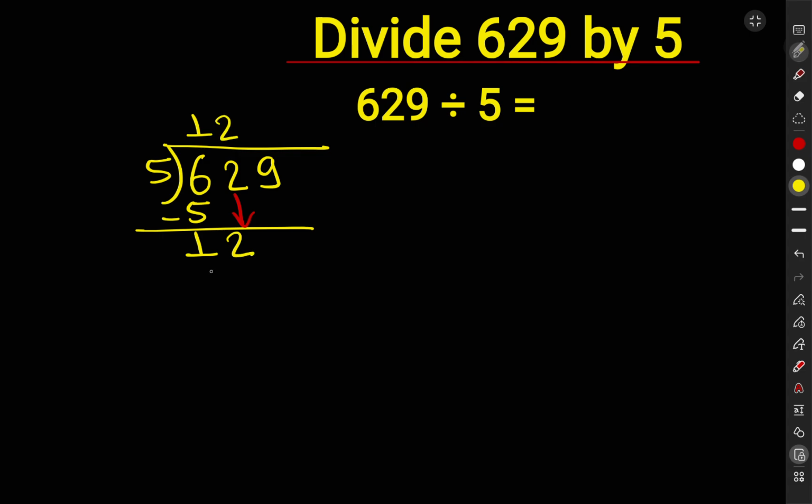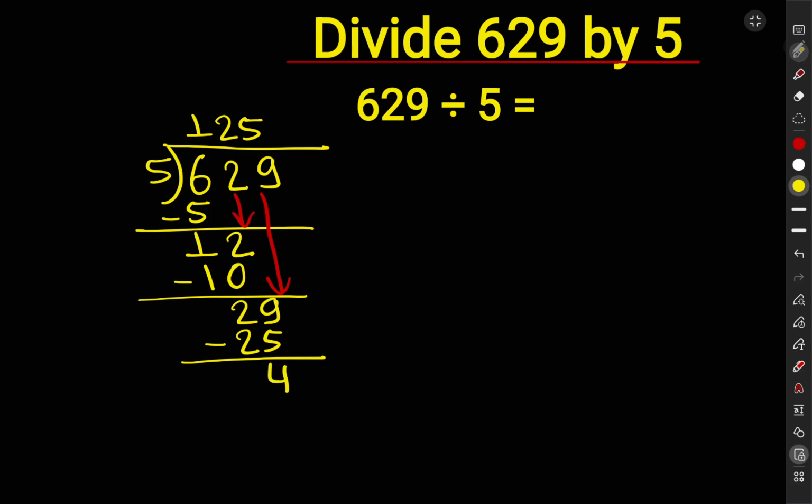5 times 2 is 10. On subtracting we get 2. So again we put down this 9 and it is 29. 5 times 5 is 25. On subtracting we get 4.